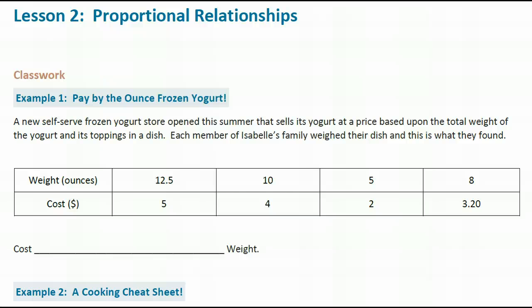Today, January 10th, 2014, we talked about proportional relationships at the end of class. As you can see, it's lesson 2. So, the first example, pay by the ounce frozen yogurt. We have a family that goes to a frozen yogurt store and they buy different weights of frozen yogurt, different numbers of ounces, and pay different costs. So the question is, do they pay the same unit price per ounce?